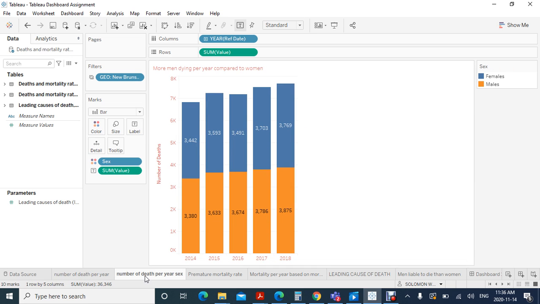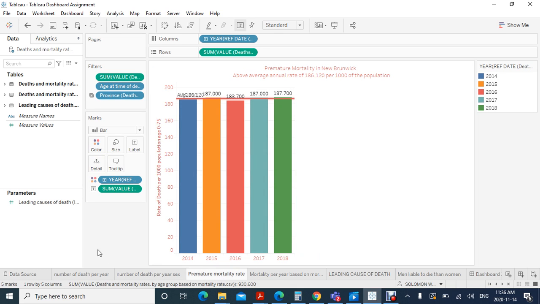So I also went further to know, in terms of sex, which sex is dying more per year, right? The increase in number, you can see from male and female, you can see that there are more males dying per year compared to female. You can see in 2018 we have 3,875, while for female we have 3,769.